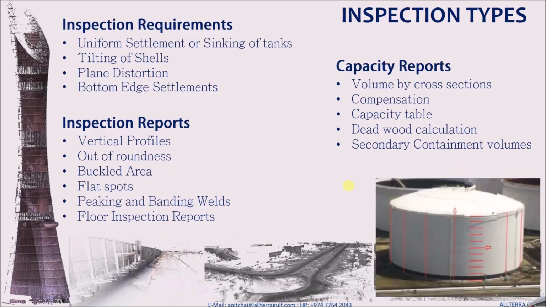In this video we are going to take a look at inspection reports for the vertical profile, roundness, flat spots, the welds, and also the bottom settlements. We also are going to segregate the tank into different parts, like the shell, roof, deadwood and the bottom, in order to ascertain the volume of the tank. So these are the two critical parts which we are going to see in tank inspection today with Trimble RealWorks. Let's get started.